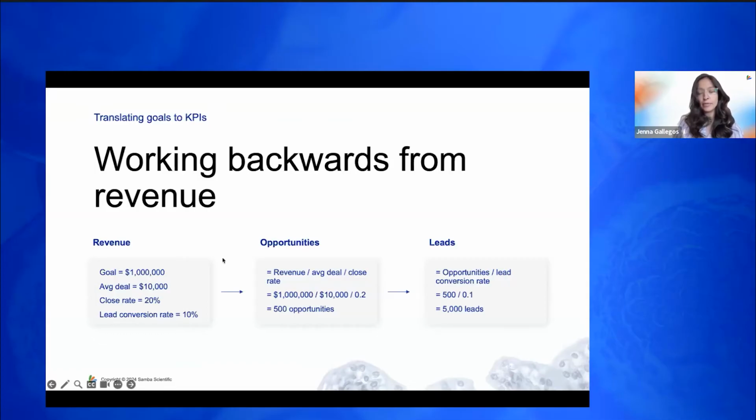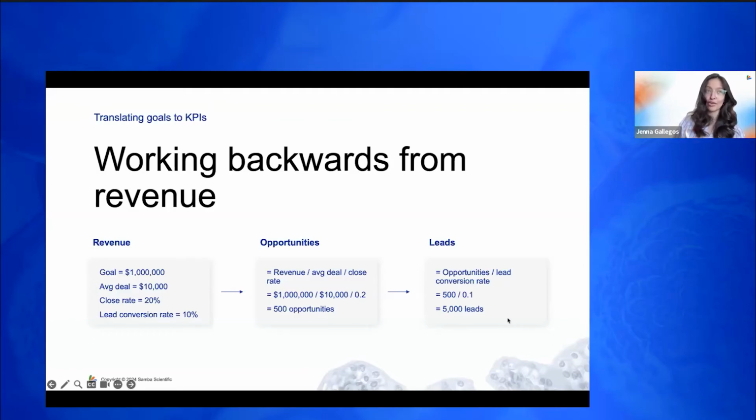And we leverage CRMs to track this data. We like to use HubSpot in particular, but there are a number of ways that you can track and calculate these numbers. So then once we have those starting numbers, the first step is to translate from revenue to opportunities. We do that by taking your revenue goal divided by your average deal size divided by your percent close rate. And so in this example, that comes out to 500 opportunities. And then we translate from there from opportunities to leads. So that's your opportunities, 500, divided by your lead conversion rate, 10%, to get 5,000 leads.